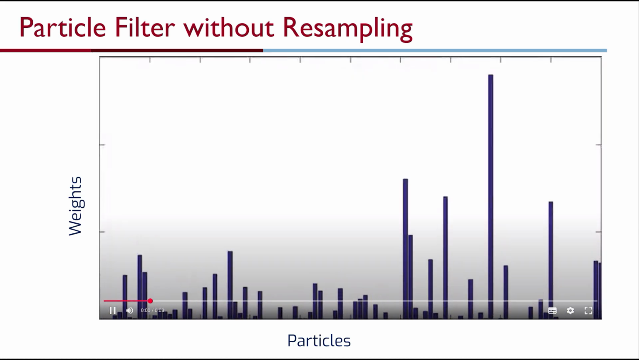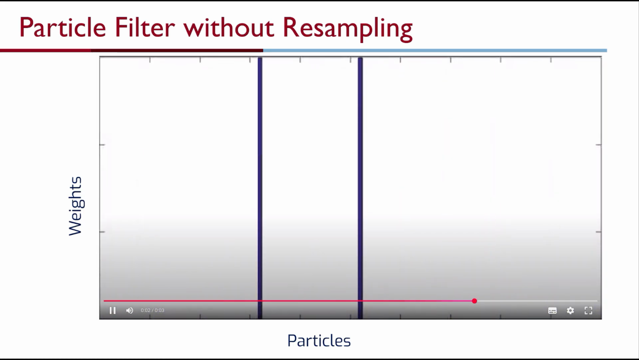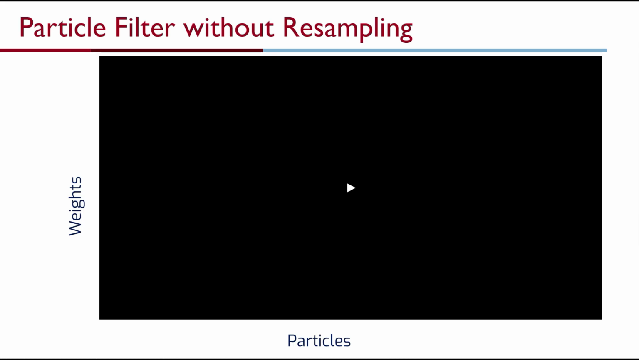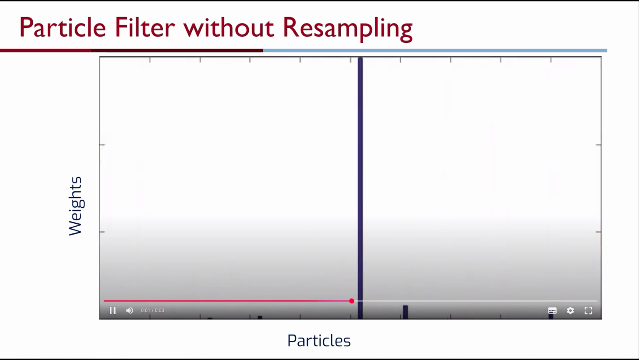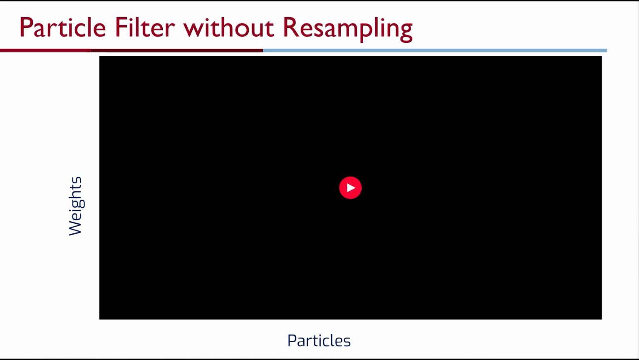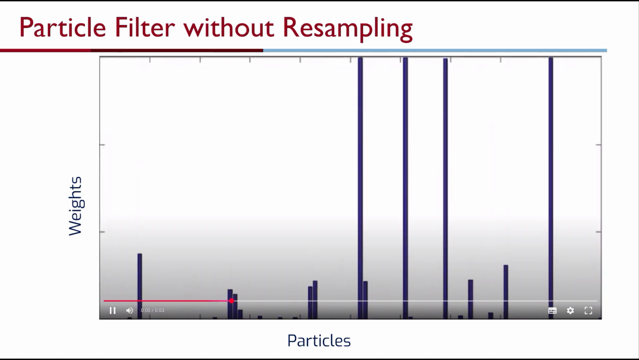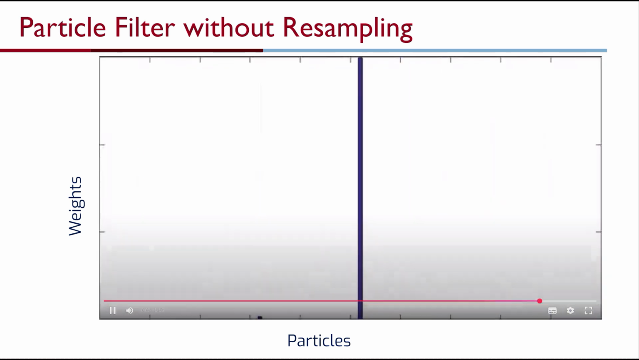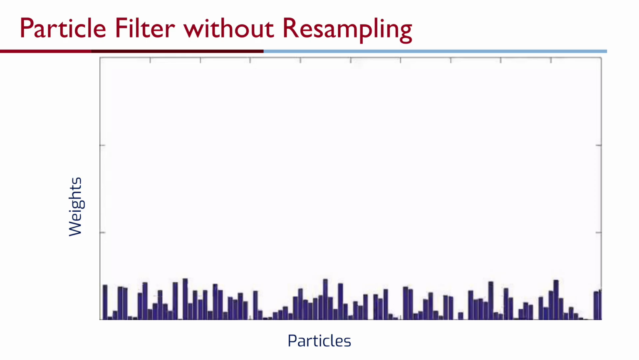As we continue multiplying particle weights over many iterations, the particles with very small weights gradually shrink towards zero. Eventually, the filter ends up with only a few meaningful particles, and that makes it difficult to maintain an accurate estimate of the robot's pose.